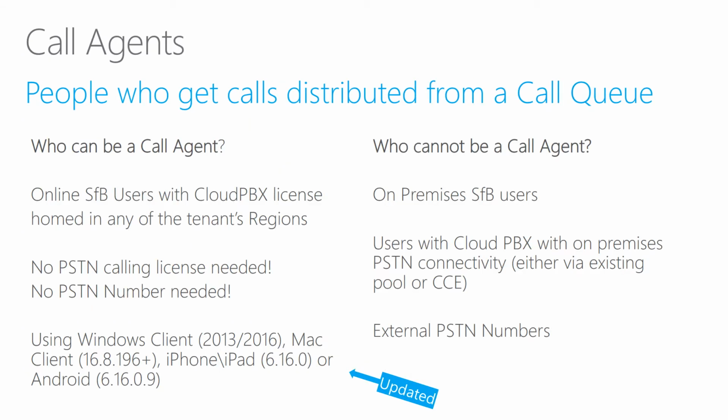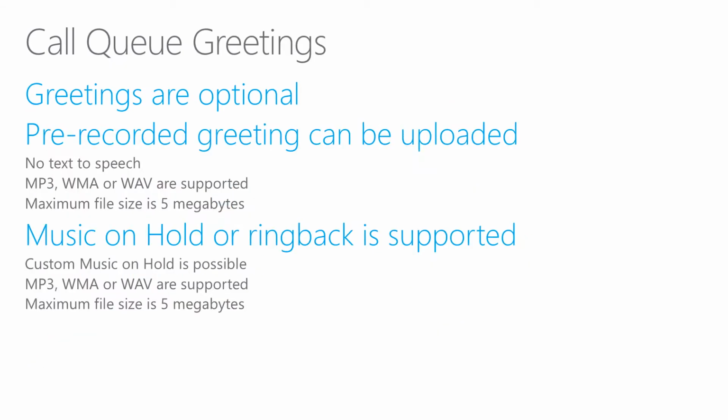So, people who get calls distributed from a call queue are agents. Who can be an agent? Online Skype for Business users with a Cloud PBX license. There's no PSTN calling license required, and no PSTN number required. Starting this July, we not only support the Windows client, we also support the Mac client, the iPhone or iPad client, or Android. If you're an on-premises Skype for Business user, or if you have Cloud PBX with on-prem PSTN connectivity via the existing pool of CCE, or if you want a direct external PSTN number to be a call agent, that's unfortunately not possible.